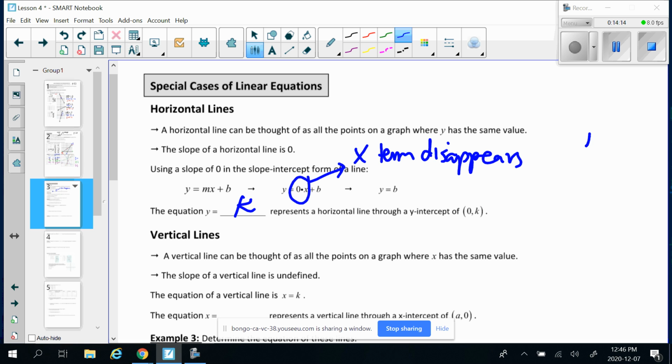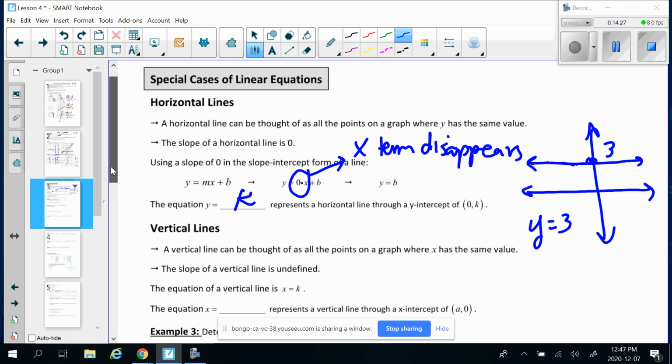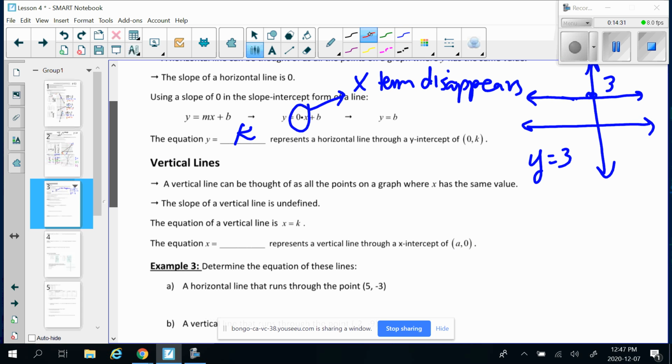So for example, if I had a y-intercept of, say, 3, and I drew a line through there, like that, then the equation of that line would just be y equals 3. A vertical line is a little bit different. So a vertical line has an undefined slope. And the best way I can explain this is to draw a picture here.